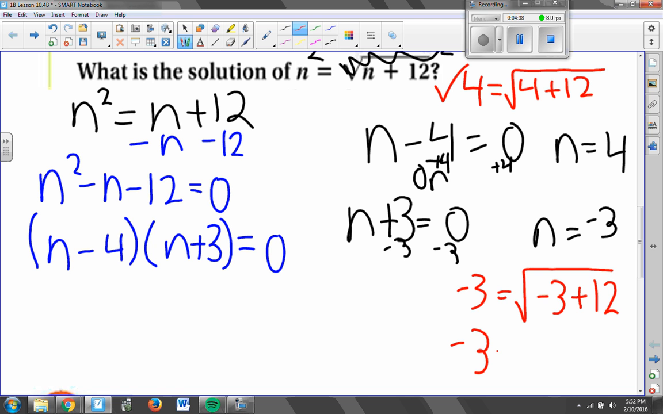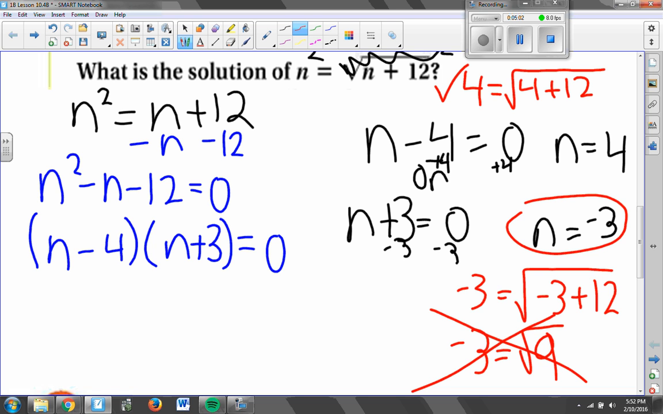And negative 3 then equals the square root of 9. Now remember, in this section we only want positive square roots, so the square root of 9 for our purposes is not negative 3. Okay? So the negative 3 here did not actually work. That is an extraneous solution.